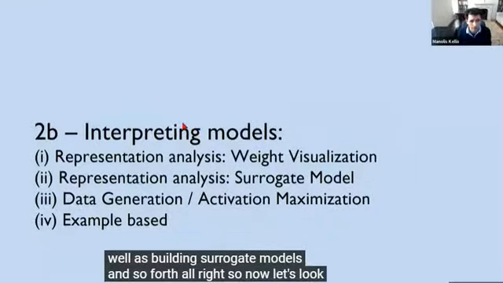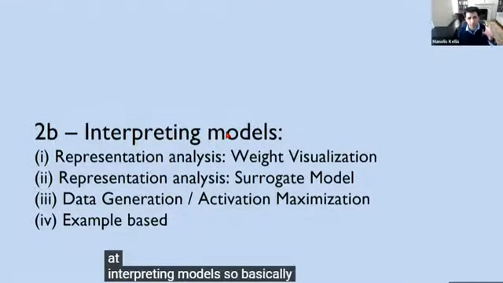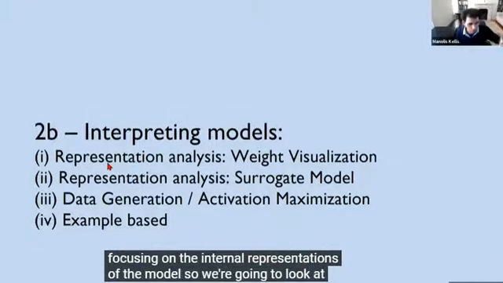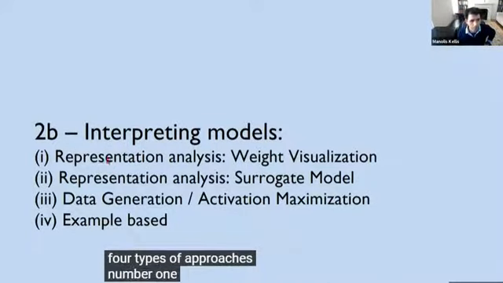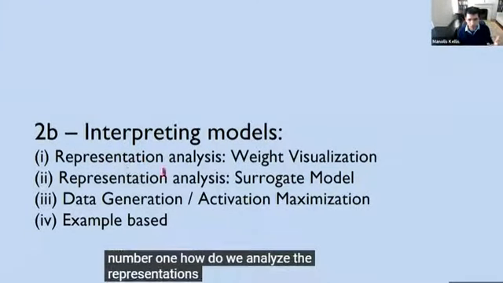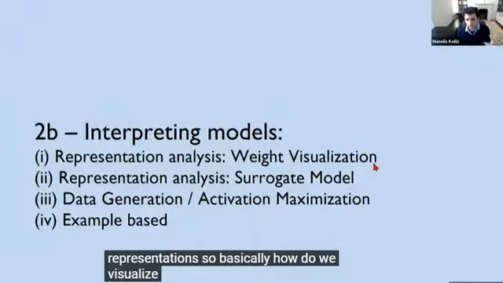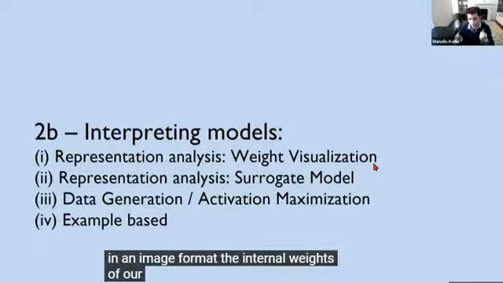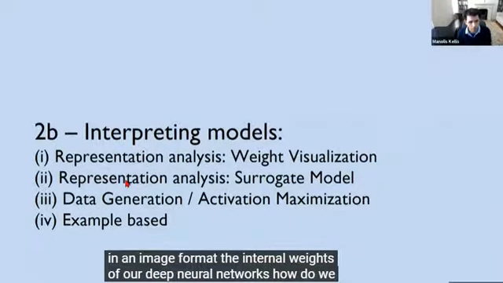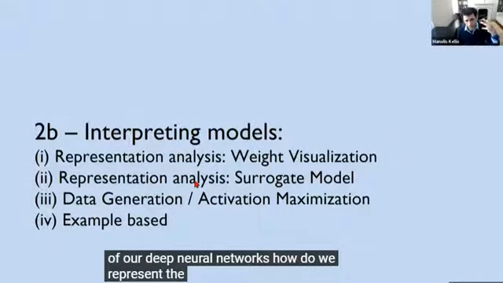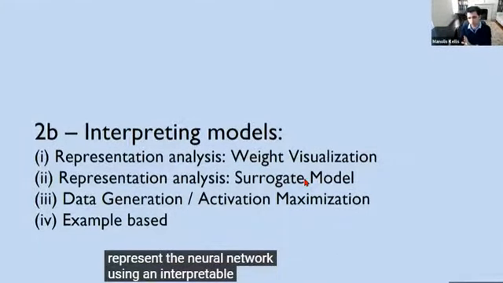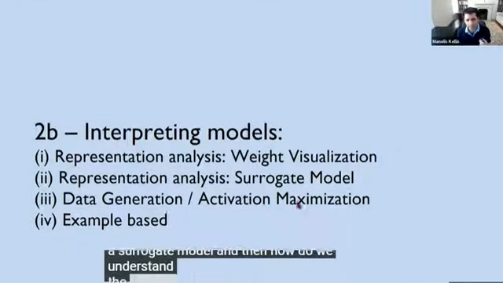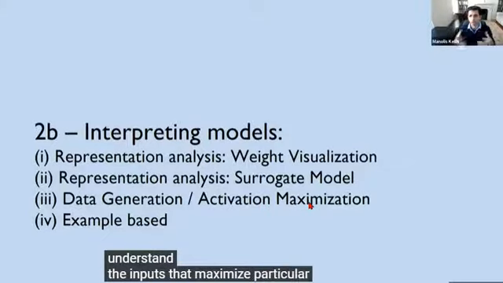All right, so now let's look at interpreting models, so basically focusing on the internal representations of the model. We're going to look at 4 types of approaches. Number 1, how do we analyze the representations? So basically, how do we visualize in an image format the internal weights of our deep neural networks? How do we represent the neural network using an interpretable model, what we're going to call a surrogate model? And then how do we understand the inputs that maximize particular activation units?